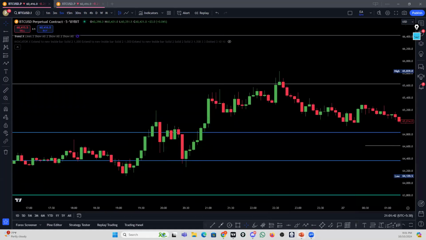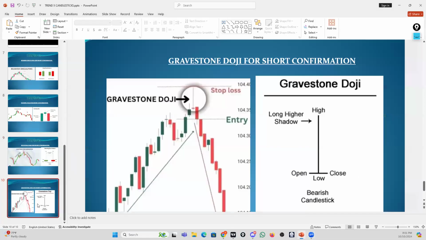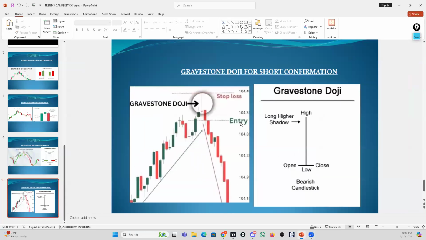Okay, so the last candle, gravestone doji. Previously we were looking at a dragonfly. So this is a gravestone doji. That's all.